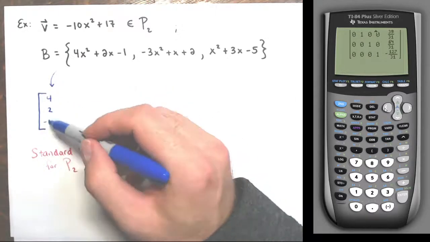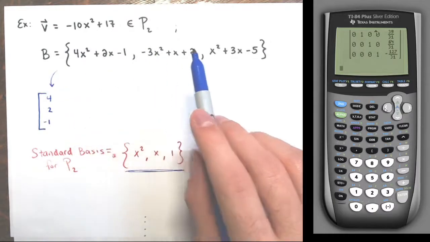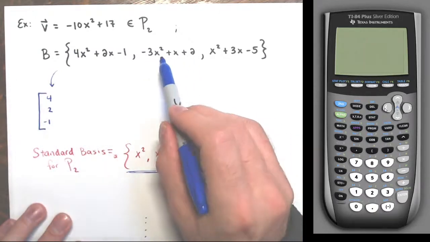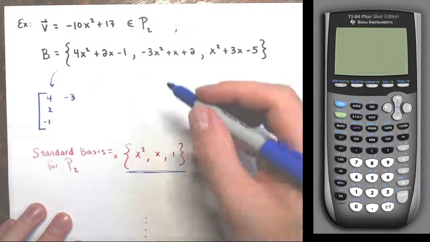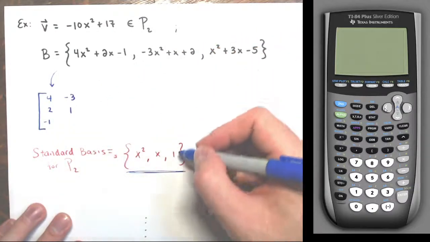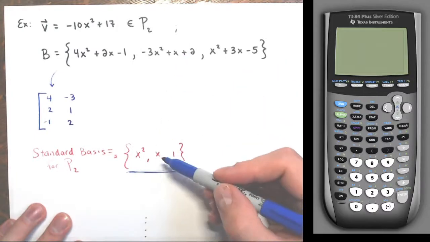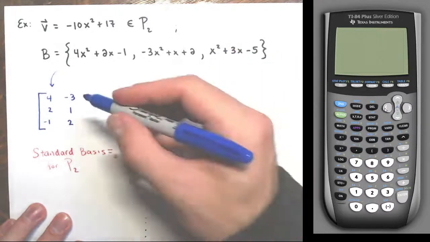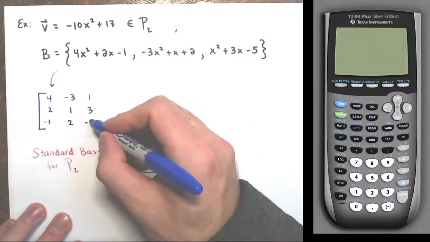So down in this coefficient matrix, down each column will be the coordinates of the basis vectors with respect to the standard basis for that vector space. Then the second vector in the basis would be negative 3 of that x squared, again going in the same order, plus 1 of the x, plus 2 times 1. Those are the coordinates of this vector with respect to this standard basis. And then down the third column, I have 1 of the x squared, 3 of the x, and negative 5 of the 1.